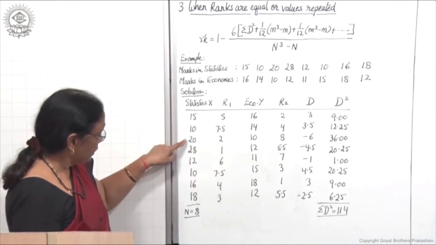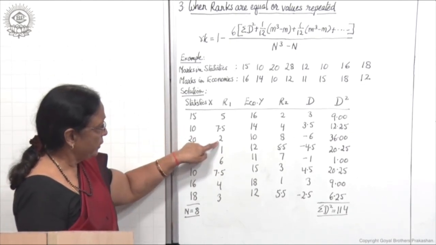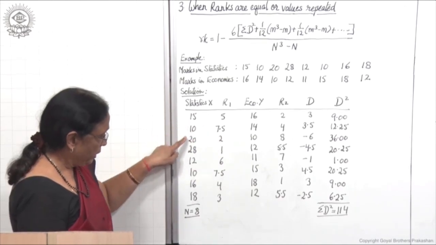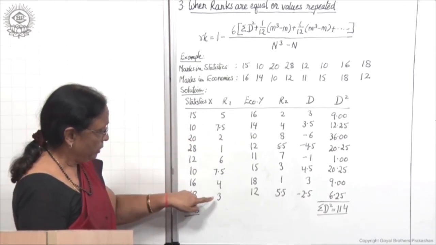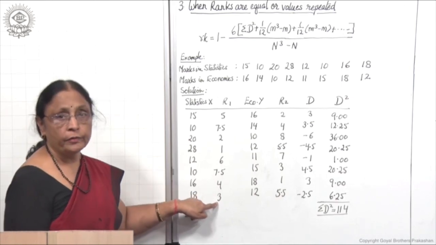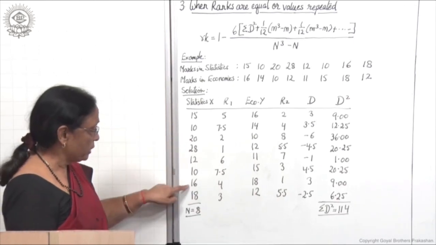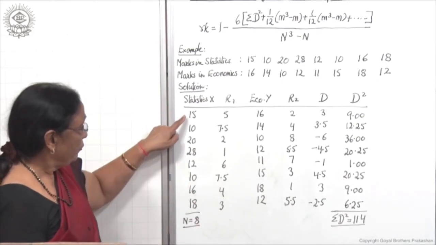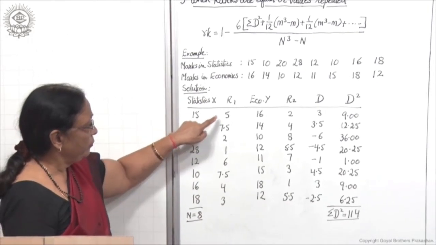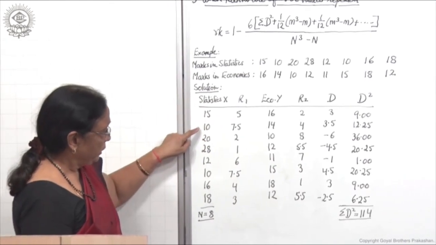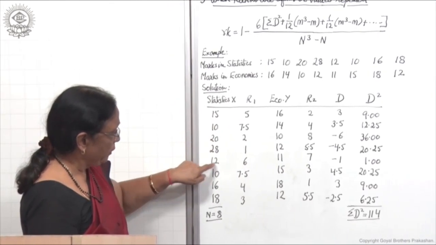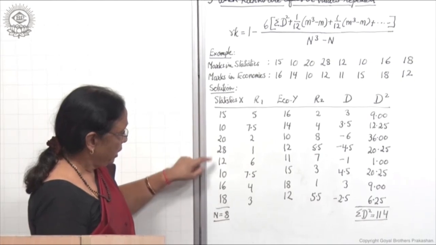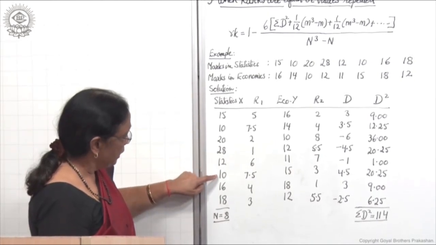Then second highest is 20, second rank. Then third highest is 18, third rank, right? Fourth highest is 16, fourth rank. Then next is 15, fifth rank. Then next is 12, sixth rank, and then next is 10.